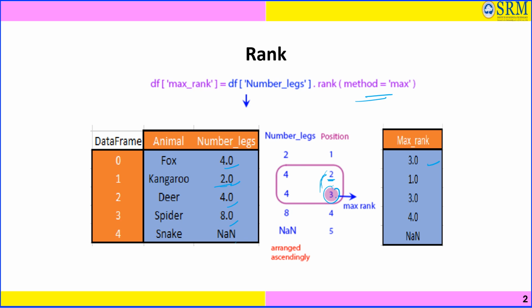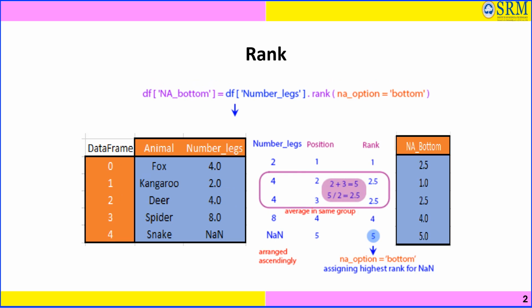So this is 3. And the others are same. Okay, so this is called ranking using the maximum method. And next one is, again, you are applying the rank on the number of legs, but the NaN option should be at the bottom. Let's see.